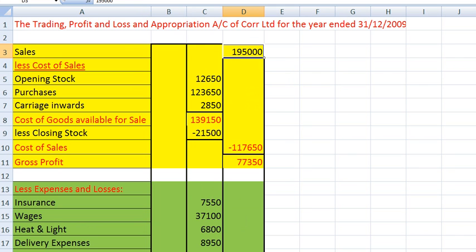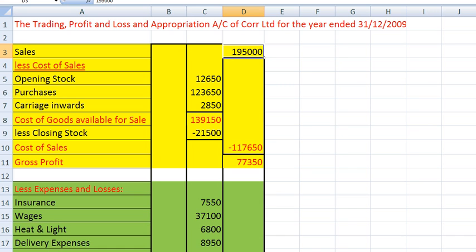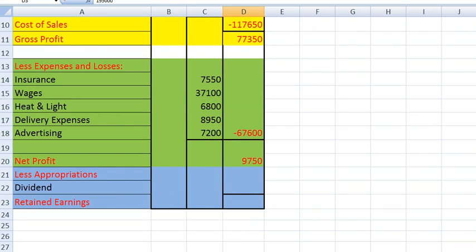So the yellow part was the trading account, the green part was the profit and loss, and the final bit we set up here was the appropriation account. Now we know to appropriate means to divide. So some of the profit gets divided up and is given to the shareholders. So the dividend paid in this particular year, if I look at the question here, is 1250. So they pay out some dividends, and you take that away from net profit to get the retained earnings, or some people call it the reserves. And that figure we're going to use later on in the balance sheet.